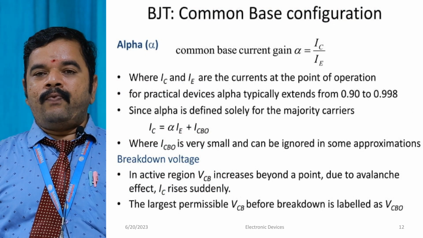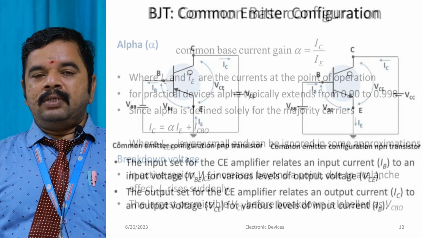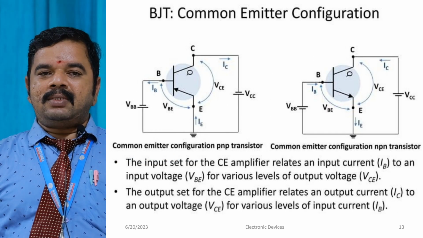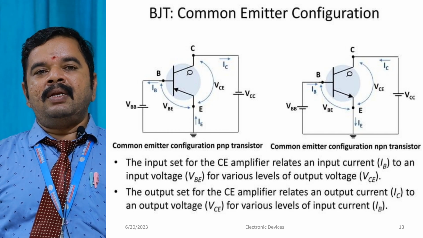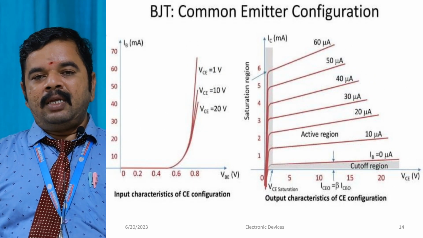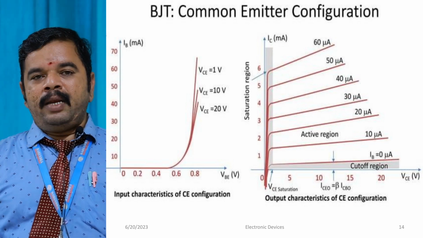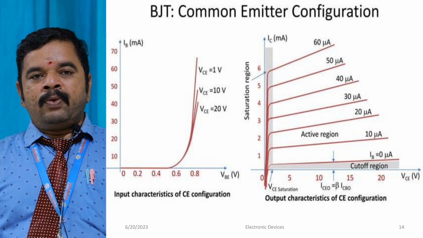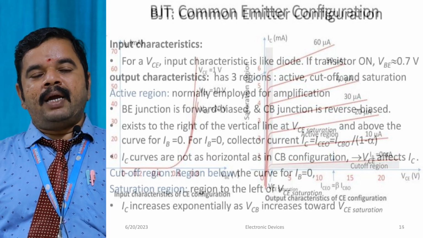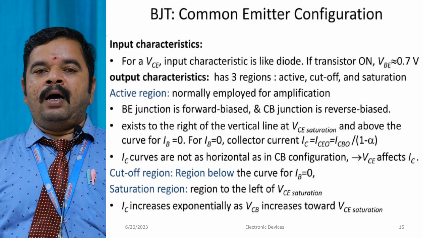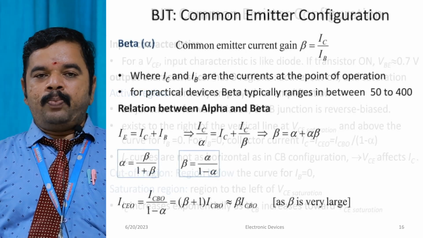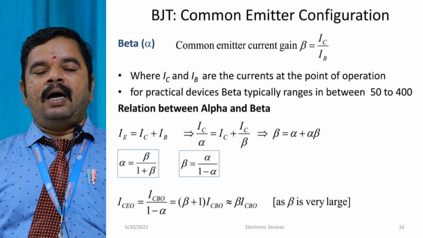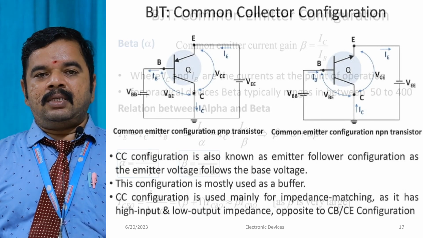The next one is the common emitter configuration. In the common emitter configuration, the emitter is the common terminal, the base is the input terminal, and the collector is the output terminal. Similarly, we discuss the input and output characteristics. For the input characteristics, we plot the graph between input current versus input voltage for a constant output voltage. The output characteristics define the output current versus output voltage for different values of input current. Here also the three regions of operation are classified: cutoff, linear and saturation.